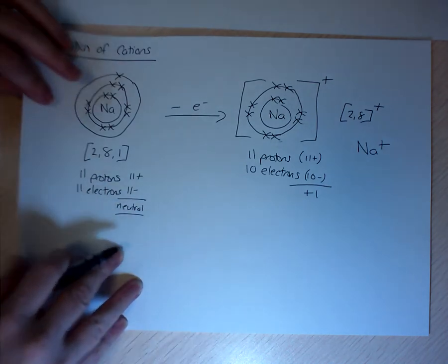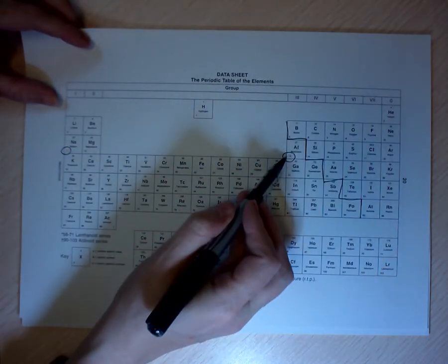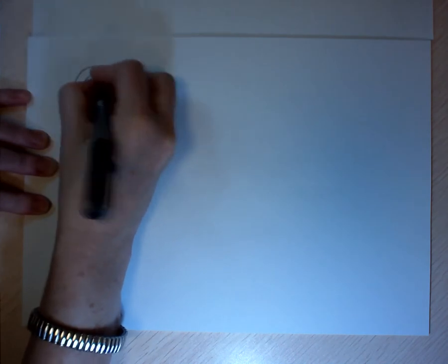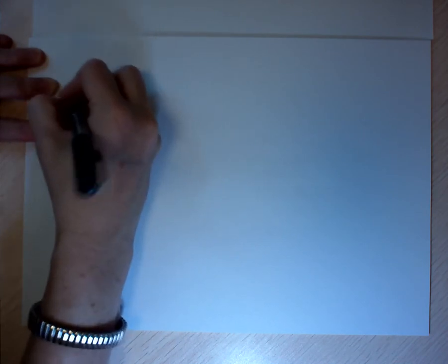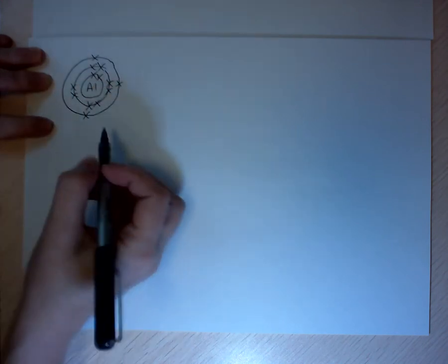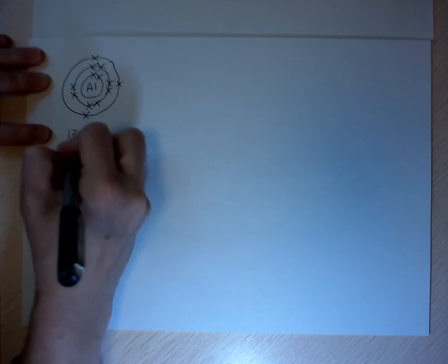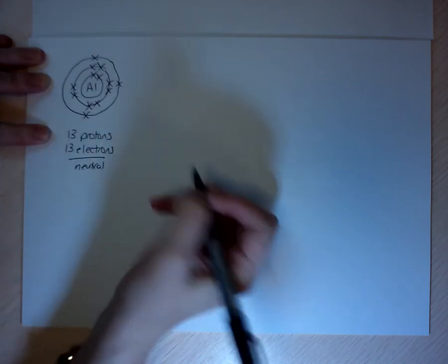Let's have a look at another one. Let's have a look at aluminium. Aluminium has the atomic number 13. So 1, 2, 3, 4, 5, 6, 7, 8, 9, 10, 11, 12, 13. So this time, 13 protons, 13 electrons. It's neutral overall, as it's an atom.